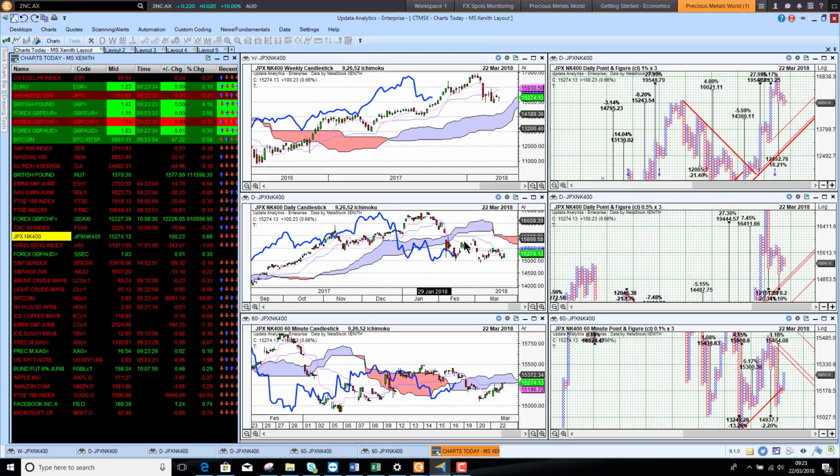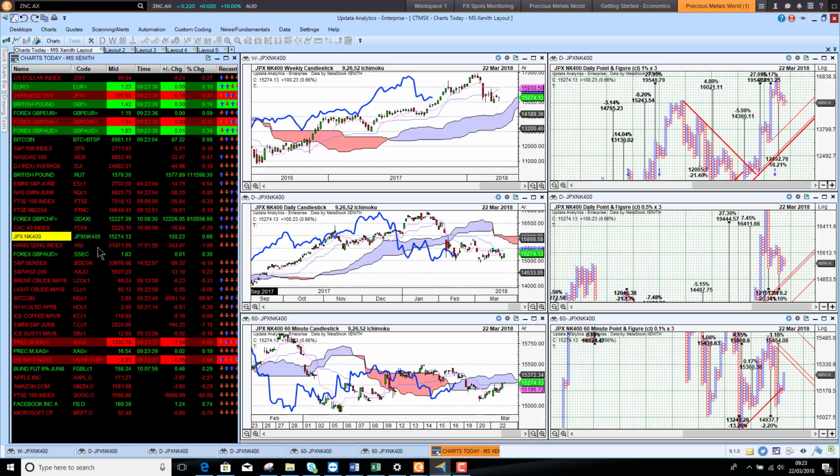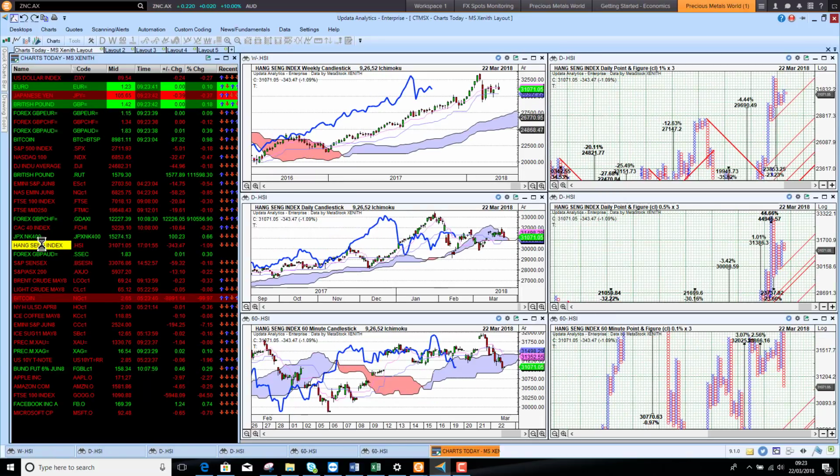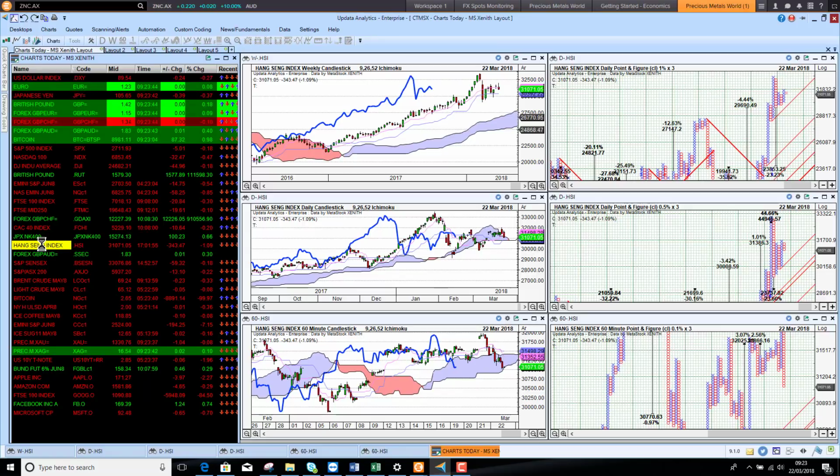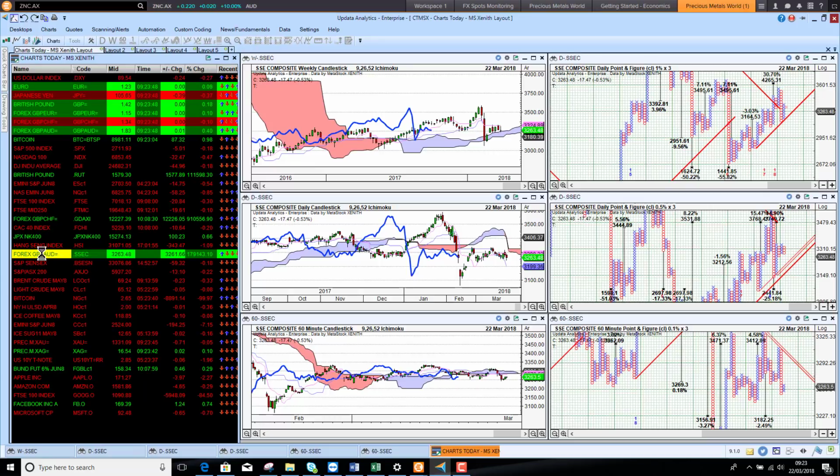Tokyo, we're seeing here, we're bearish below the cloud, trying to get back above on the short-term chart, but medium-term bearish. The Hang Seng Index in Hong Kong, we're seeing here just holding on. One of the better looking indices of late, still bullish on all three time frames.